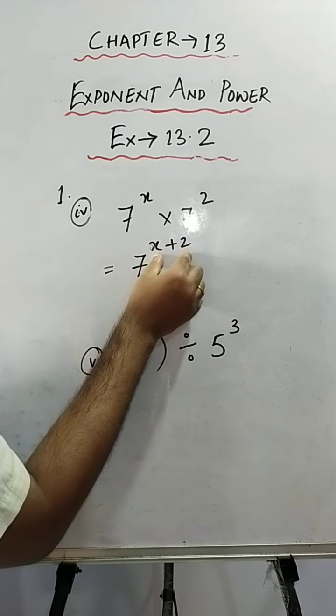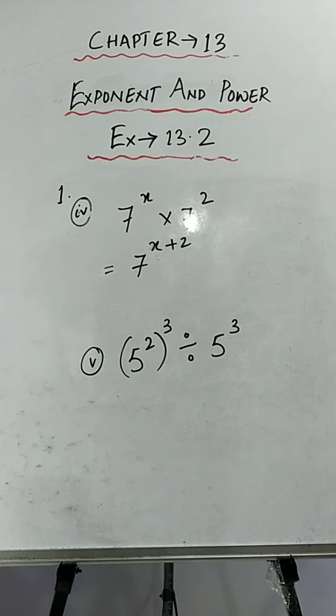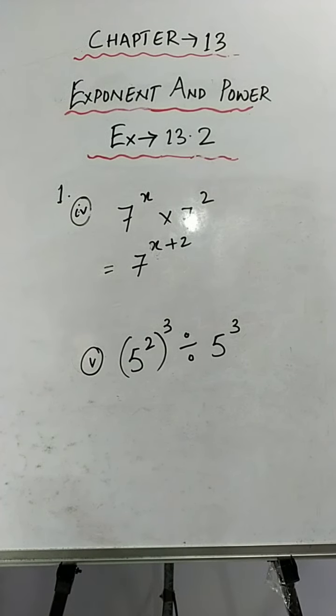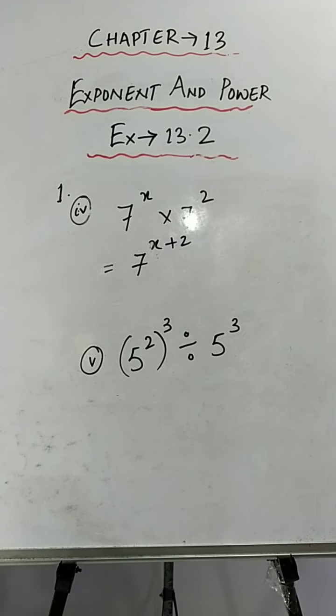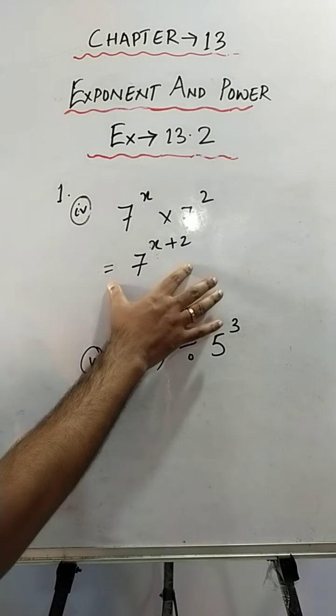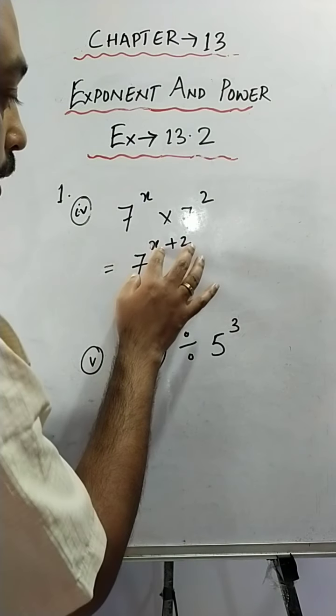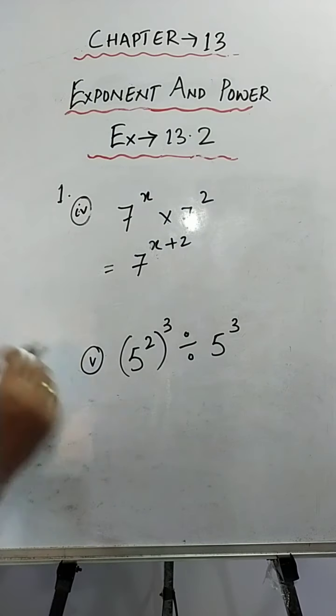We cannot add this x plus 2, isn't it? We cannot add x plus 2. So this would be your required answer. That is 7 to the power x plus 2. Now let's move on to sum number 5.